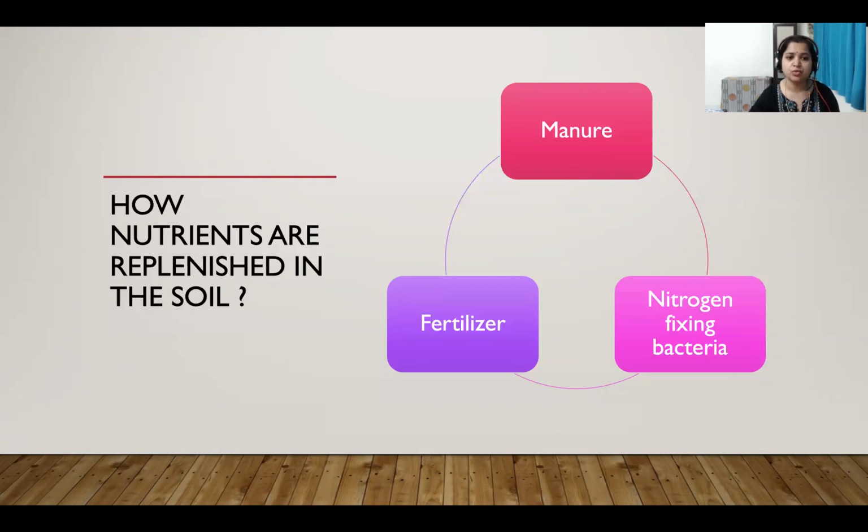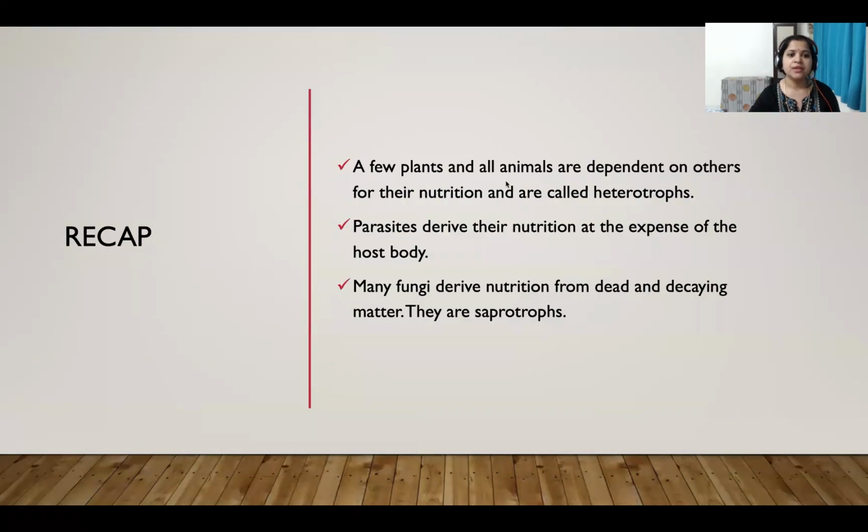Hope you have understood what we have learned today. So let's have a quick revision. Some plants and all animals are dependent on others for their nutrition, and they belong to the heterotrophs. Parasites derive their nutrition at the expense of the host body. Many fungi derive nutrition from the dead and decaying matter, and that's why they are the saprotrophs or saprophytes.